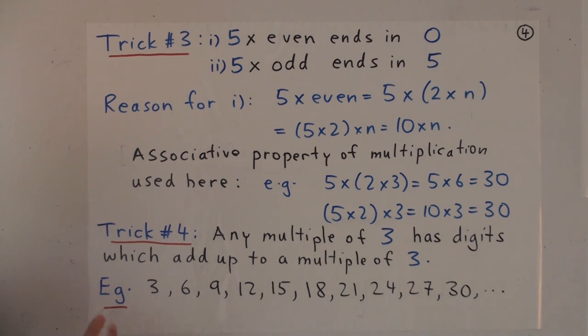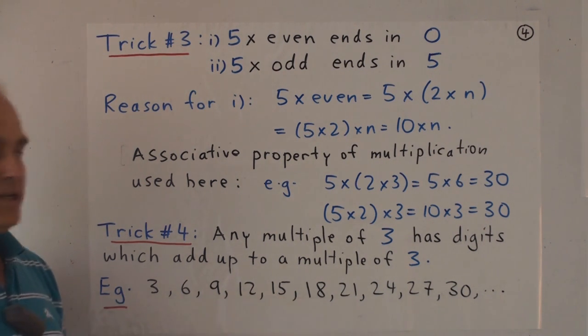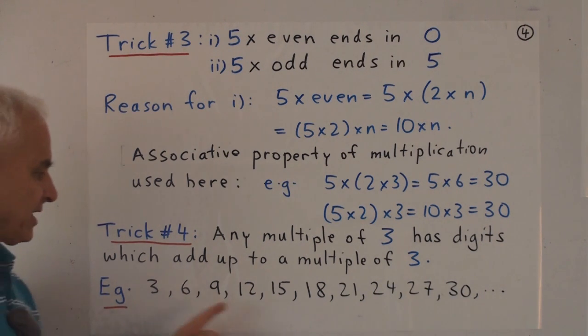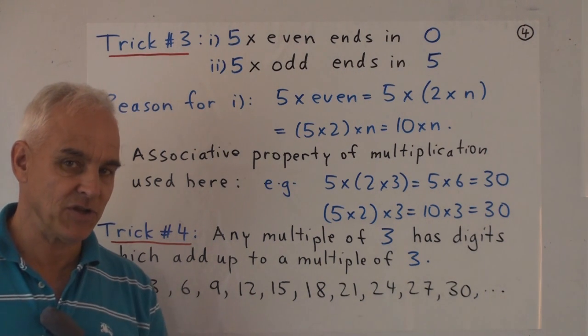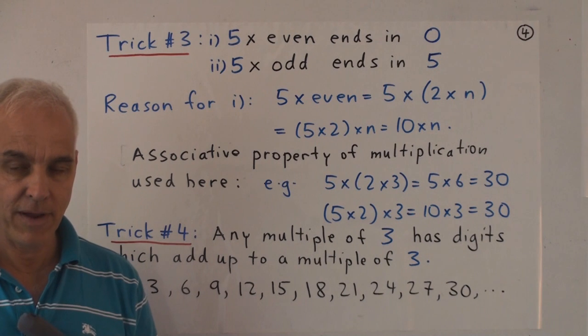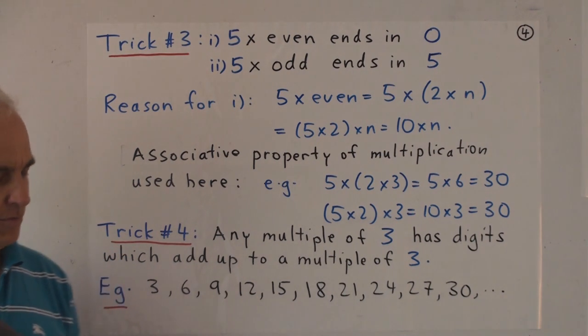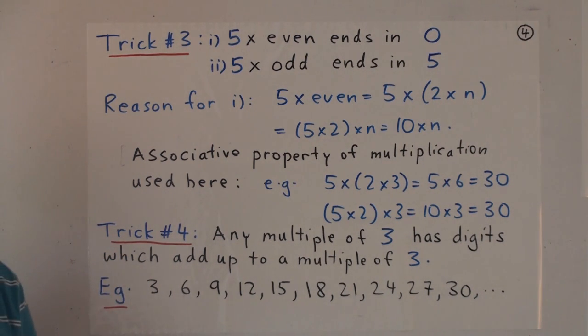So again, this is another little trick to help us when we're multiplying by 3 to recognize, or maybe to check, that we've done things right. If we're asked what's 3 times 6, and maybe we think it's 20. Well, 3 times 6 can't be 20 because the sum of the digits in 20 is 2, and 2 is not a multiple of 3. So there's no way 3 times 6 could be 20 if we had forgotten what it actually was.